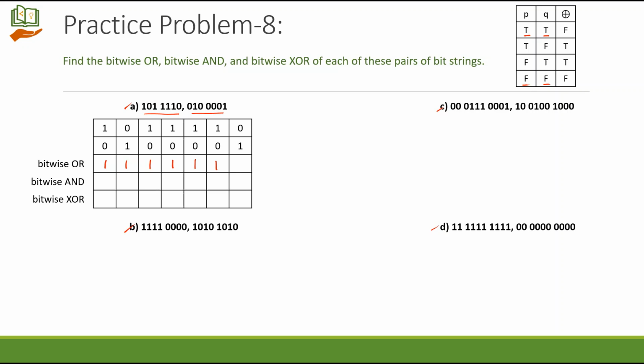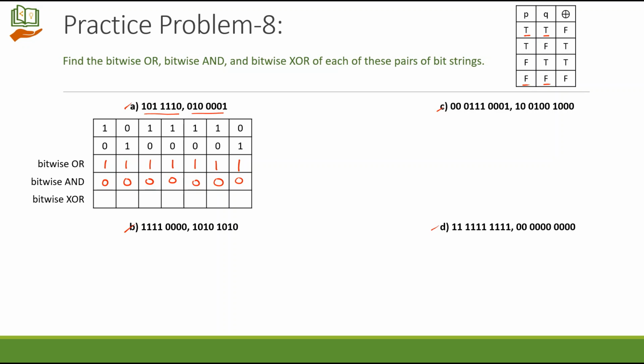0 or 1 will give 1. So all the bits are 1 here. What about bitwise AND? Only when you have 1 in both the places, you should get 1. The rest of the places, it is 0. 1 and 0 is 0, 0 and 1 is 0, 1 and 0 is 0, 1 and 0 is 0, 1 and 0 is 0, 1 and 0 is 0, 0 and 1 is 0. So bitwise AND is totally 0.